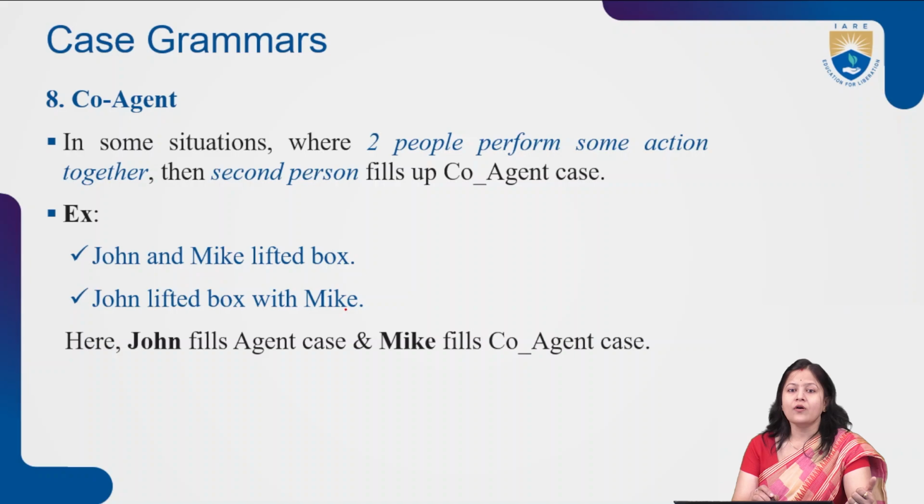John lifted the box with Mike. So John is the agent and Mike is the co-agent in the second case also. So in both cases, John is the agent, meaning the first person, and the second person who is helping for performing the action is considered the co-agent.